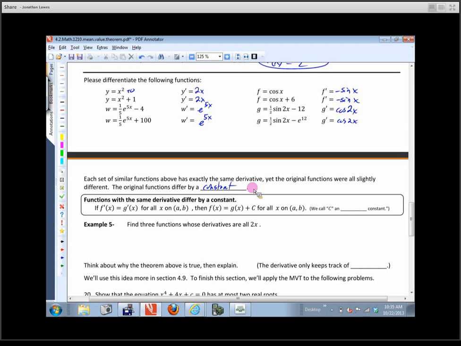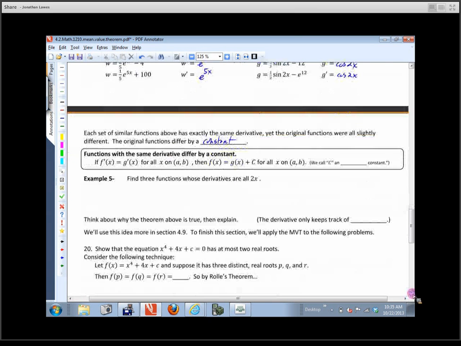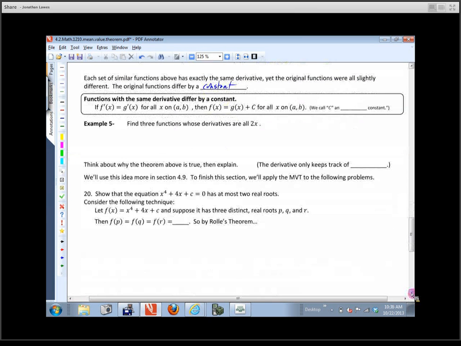The original functions were different by a constant. Maybe a pretty big constant, maybe not that big a difference, but they all differed by a constant. And that leads us to another consequence of the mean value theorem, and that's this. Functions with the same derivative differ by a constant. So, if the derivative of f and the derivative of g are the same for all the x's in a particular interval, then f of x is exactly the same as g of x, give or take a constant. So we've got this thing that we call an arbitrary constant.